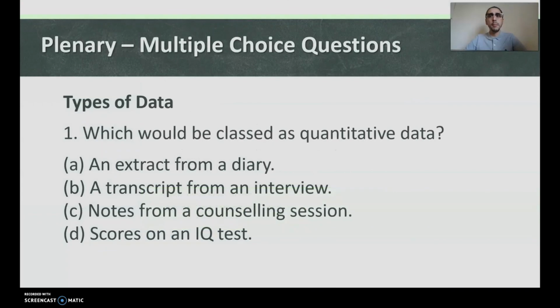Plenary. What have I got for the plenary? Multiple choice questions. Let's give these a go. Number 1. Which would be classed as quantitative data? A, an extract from a diary. B, a transcript from an interview. C, notes from a counselling session. Or D, scores in an IQ test. I think this is more likely to be D. Yes, scores on an IQ test is going to give you a number, right? Your IQ is like 130 or whatever, 100 is the average. That's going to give you a number, and you can easily analyze that. You can make means and averages and modes and whatever, and can compare them quite easily.